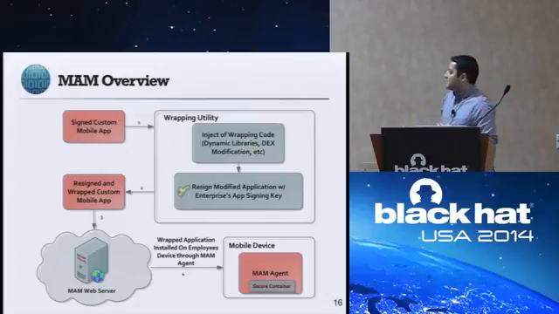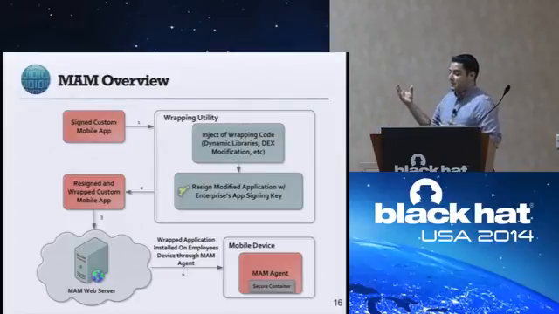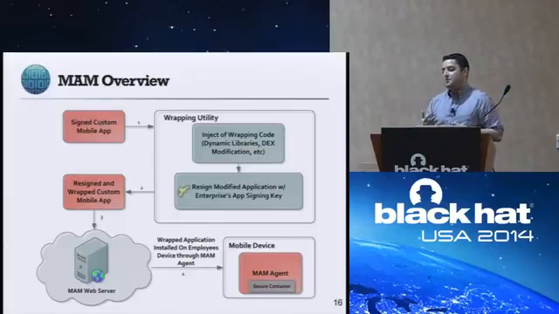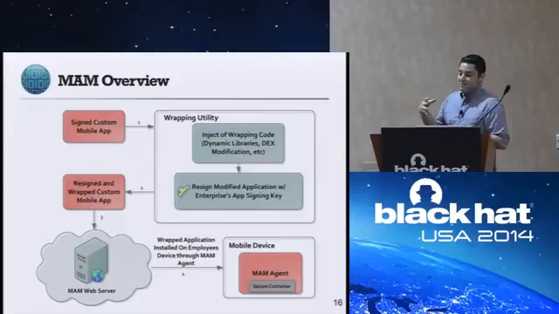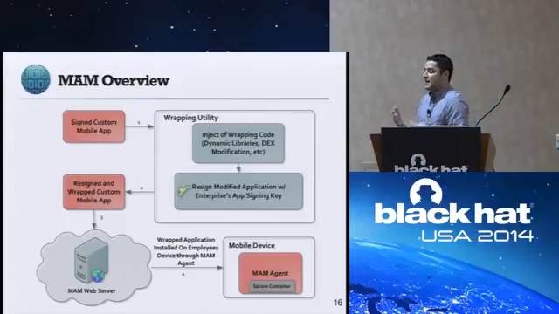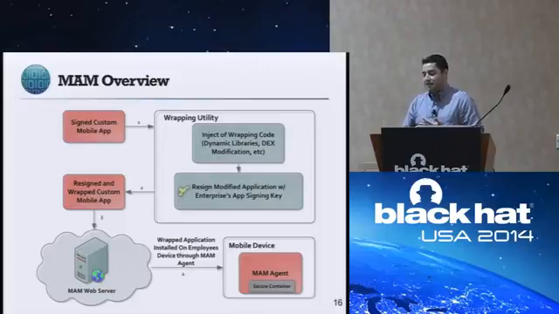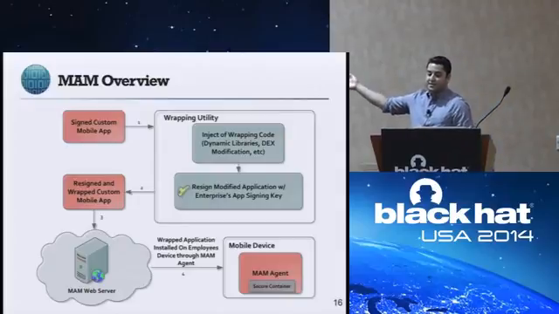So, a high-level overview with some pictures, because it's always clearer with pictures. You have an existing mobile app. The solutions typically supply you with some form of a wrapping utility. This wrapping utility will inject some wrapping code, and we'll go over in detail some approaches to injecting into an existing application. This causes some modification of the executables. Then it has to re-sign the application, and this re-signing is done with an enterprise certificate.